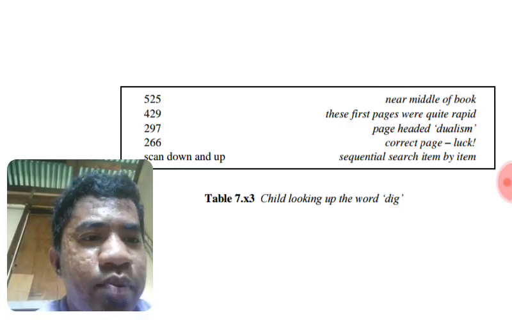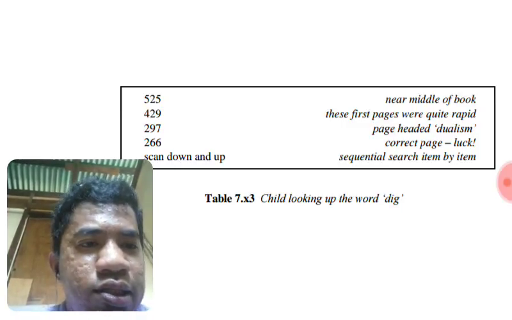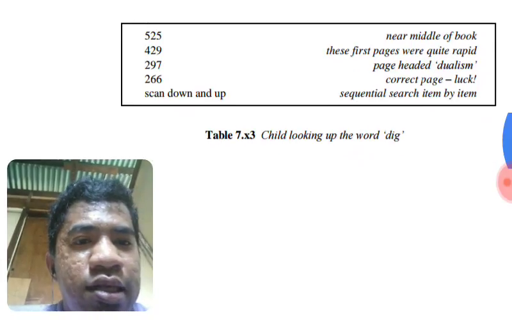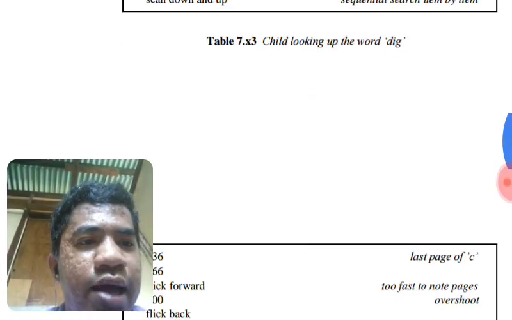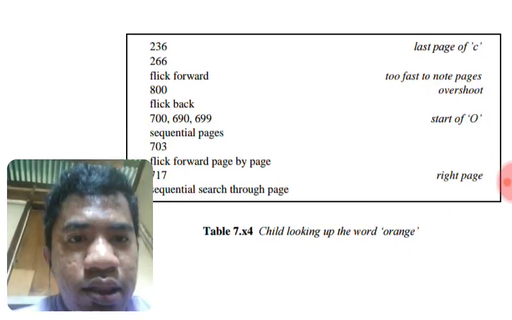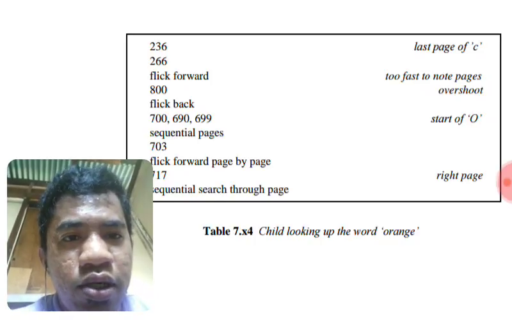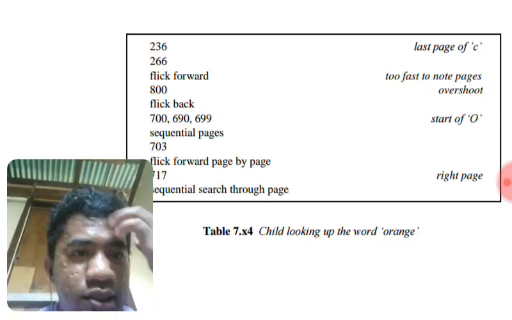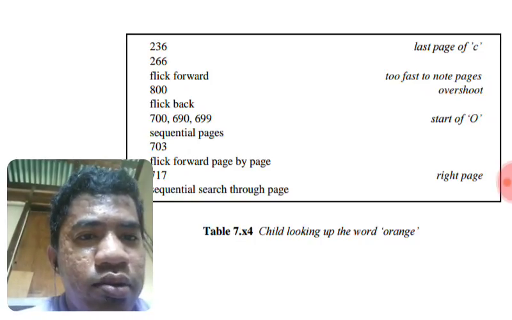297, the page volumes. 266, correct page lock. Scan down. Sequential search item by item. 236, last page of C. 266, flick forward. Too fast to not page over.